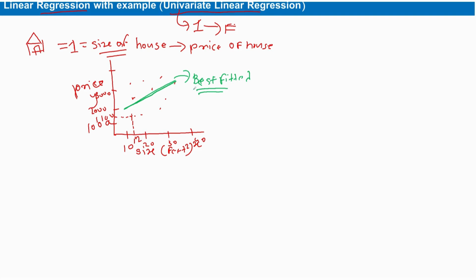This is a regression problem, because we have continuous values of x and continuous values of y. I hope you get the idea of what linear regression is, and I tried to give an illustration with an example. Now we need to find what the hypothesis is inside linear regression.